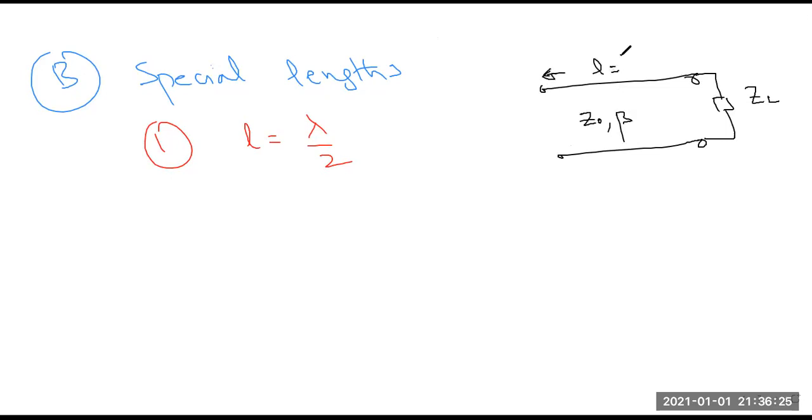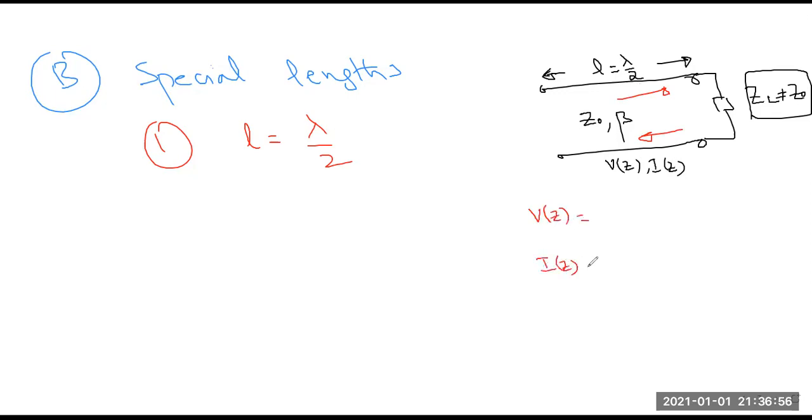But now I am specifying that this transmission line length is lambda by 2. Now, if ZL is not equal to Z0, so we consider this as a general case that our load is not matched. So on this transmission line, we will have incident wave as well as reflected wave.